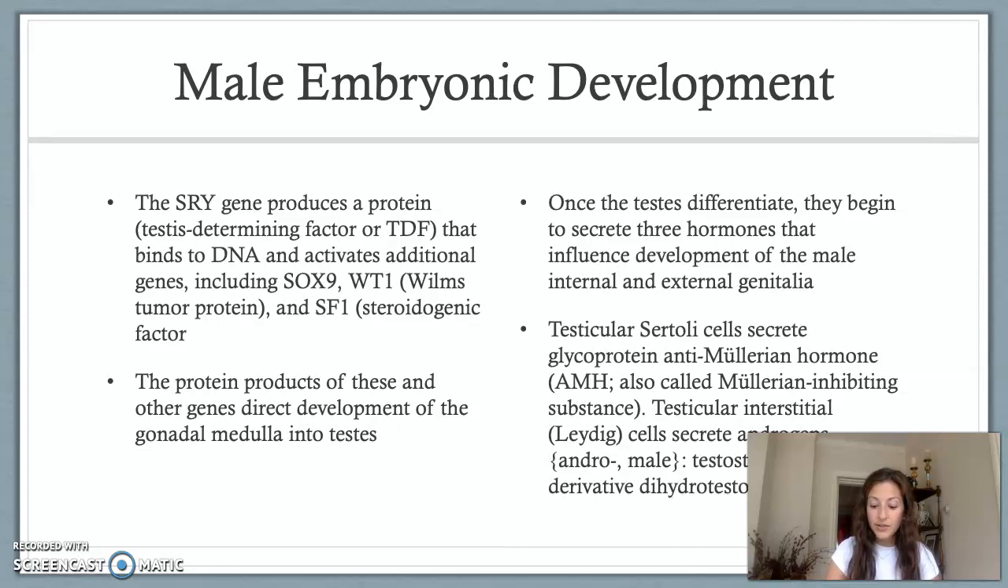Later in fetal development, testosterone controls migration of the testes from the abdomen into the scrotum or scrotal sac. The remaining male sex characteristics, such as differentiation of external genitalia, are controlled primarily by DHT.